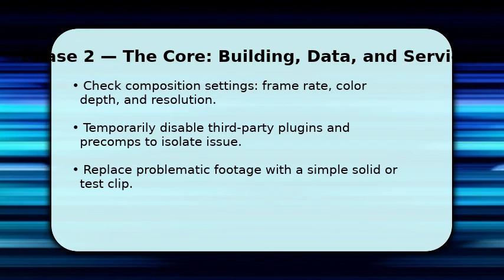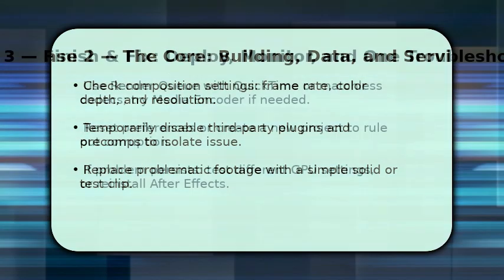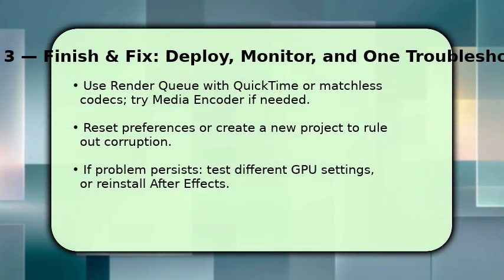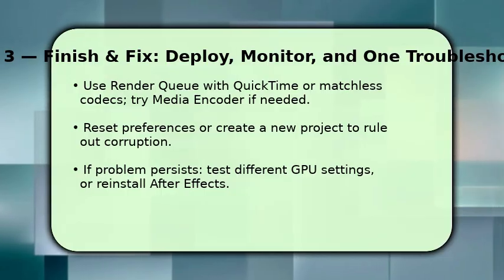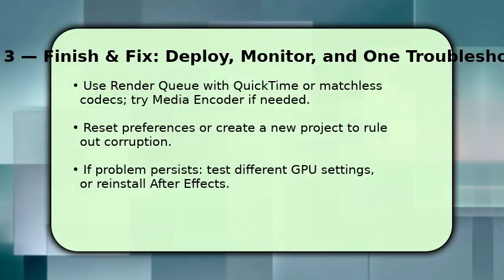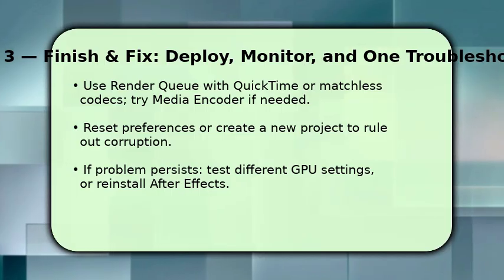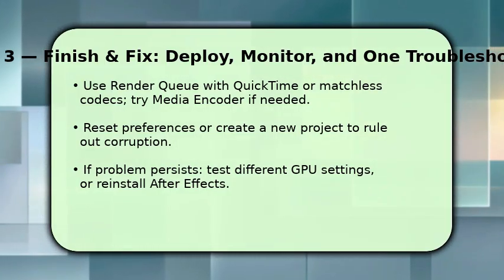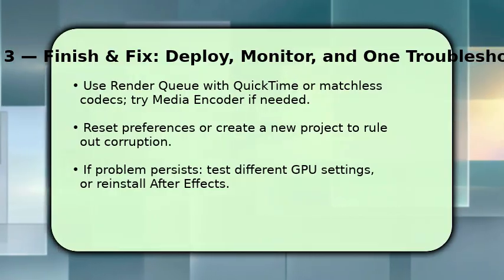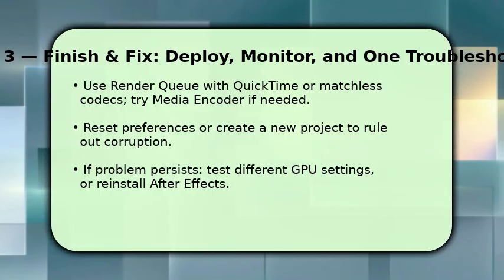Finish by exporting and isolating the last issues. Render via the render queue with a simple codec or send to Media Encoder to see if external encoding resolves the black frames. If rendering still fails, reset After Effects preferences by holding Shift plus Control plus Alt on launch, or create a new project and import the old one to avoid project corruption.